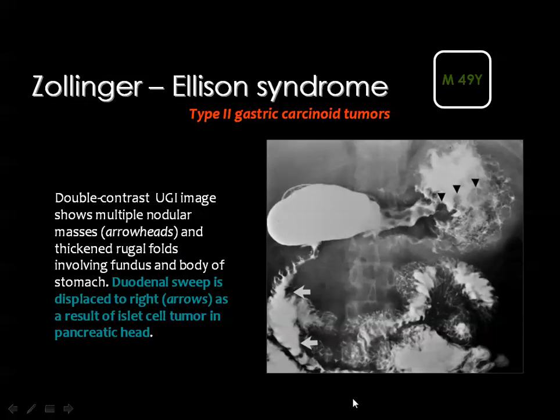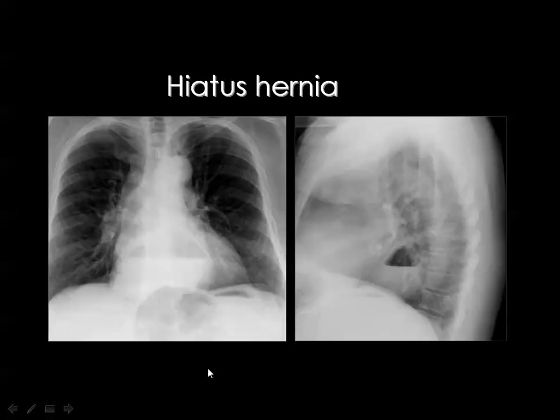And this is an example of Zollinger-Ellison syndrome with hypertrophied nodular appearance of the gastric mucosa, and also you can see that the duodenal curve is markedly widened and compressed, assuming that there should be a mass in the pancreatic head which represents this gastrinoma, and the combination of this and this is indicative of this syndrome.